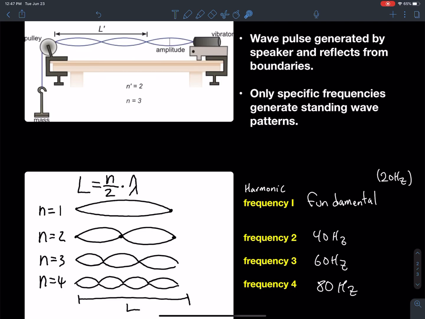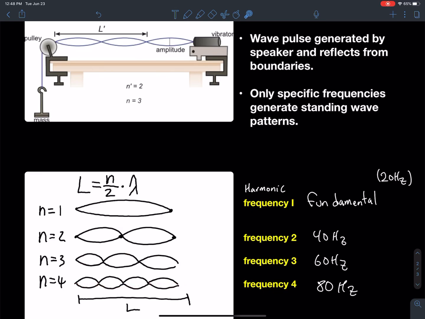So if I plug in 1 over 2, 1/2 times the wavelength of that standing wave is equal to the length of the rope for the first harmonic frequency. 2 divided by 2 times the wavelength is going to be the length of that rope. So in the second harmonic, the length of the rope is equal to my wavelength. In the third harmonic, I have 1.5 wavelengths for that length. And on my fourth harmonic, I have 2 wavelengths.